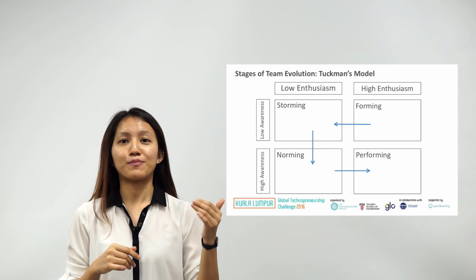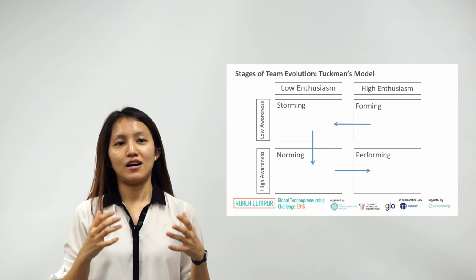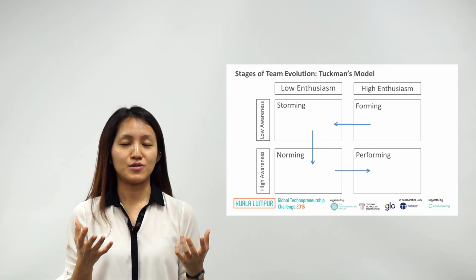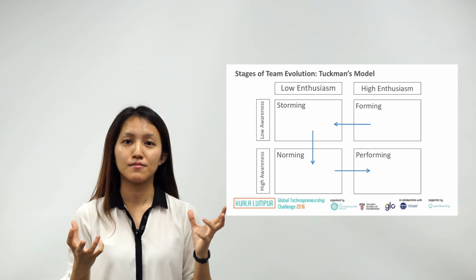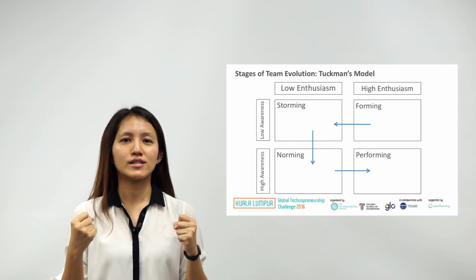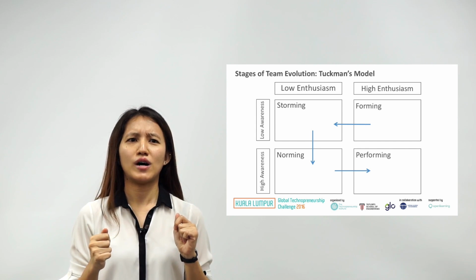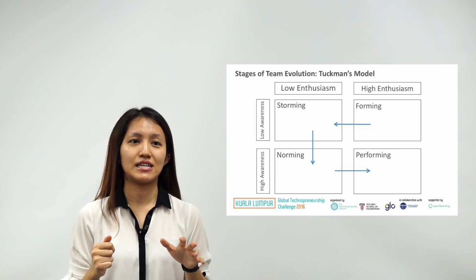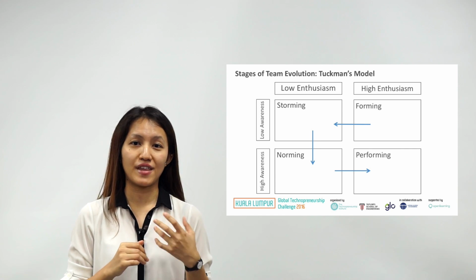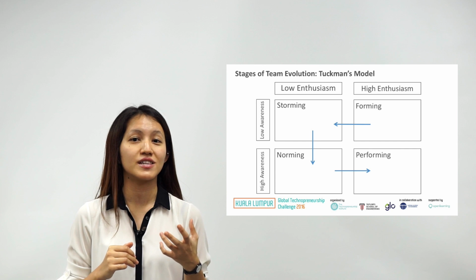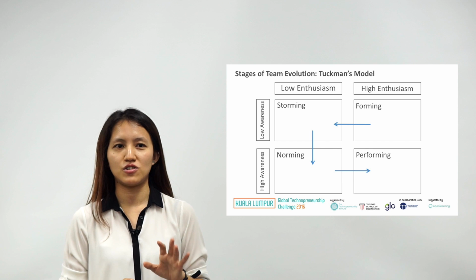But what happens after you brave a storm? This is when the third stage comes in. At the norming stage, glitches and conflicts have been resolved. You know your team members pretty well. Everyone's starting to have a groove in whatever they're working on. At this stage, it's still low enthusiasm, not as high as the previous one, but the difference is that you already have high awareness of whatever is happening. So everyone should be able to share the same goal, the same mission and vision.